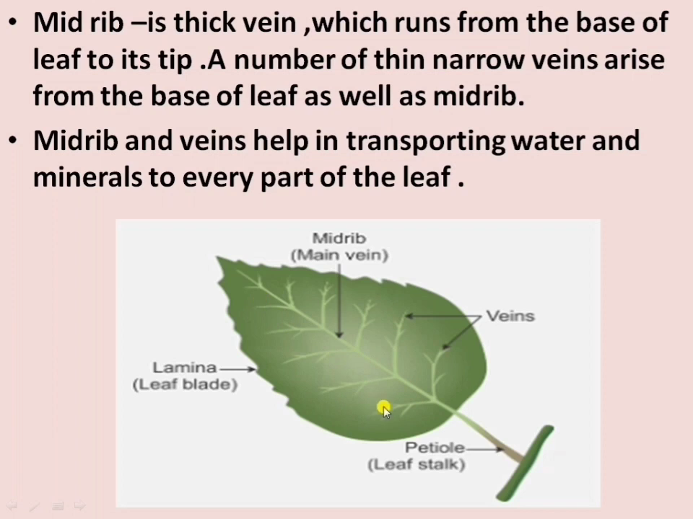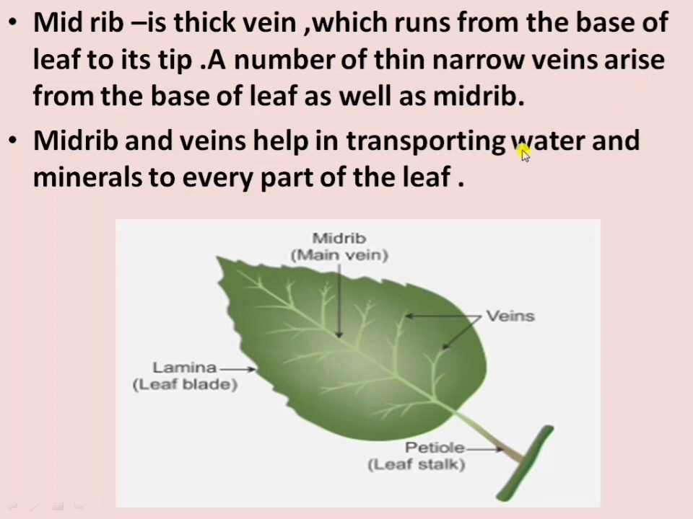This line is the midrib. The main vein is the midrib. It is thick and runs from the base of the leaf to its tip. A number of thin narrow veins arise from the base, as you can see. So this midrib and these veins help in transporting water and minerals to every part of the leaf. This is the parts of the leaf.